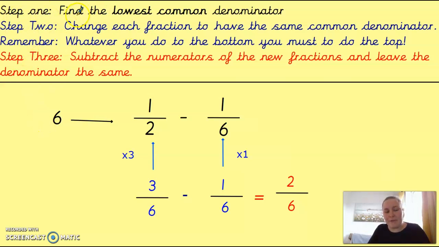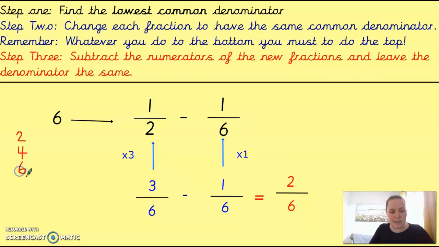The first one is find the lowest common denominator. Remember, common denominator just means making the bottom number the same. So we need to find a bottom number that we can turn both of these into so that they are the same. You can see this is done for you, but I will talk you through how we got there. So finding your common denominator, you're going to think of your 2 times table, and you might list it down or you might just do it in your head.